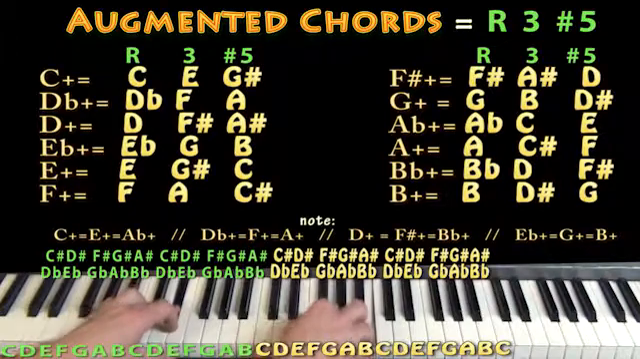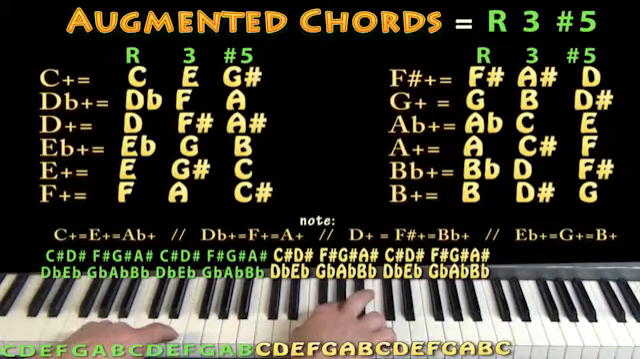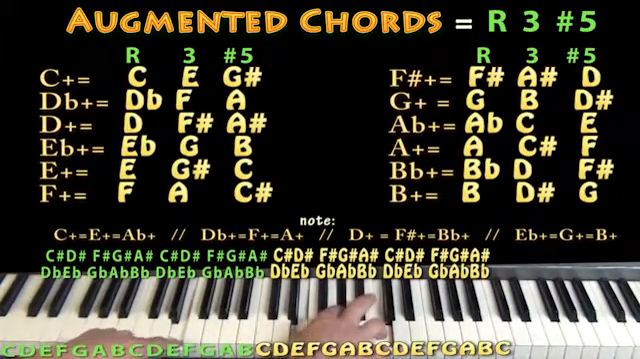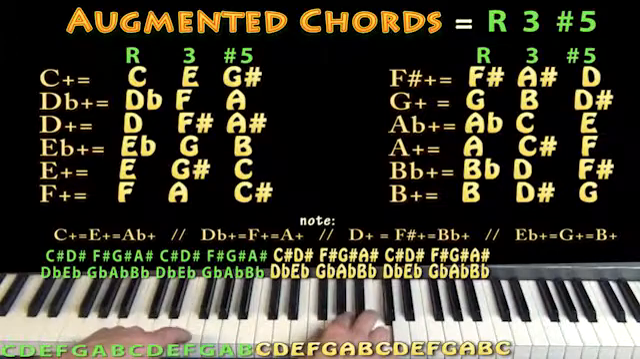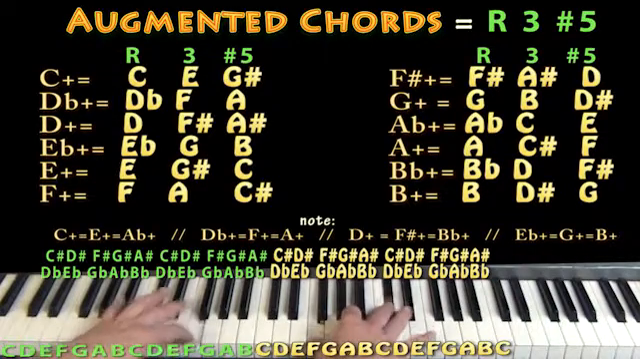And then for the E, we'd have an E and a G sharp and a C, randomly the same notes as the C augmented, but now it's an E augmented. And then if we go up one more, we got the F and an A and a C sharp. That would make an F augmented or an F plus.